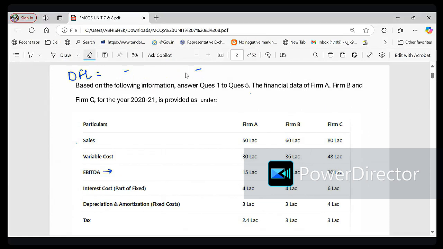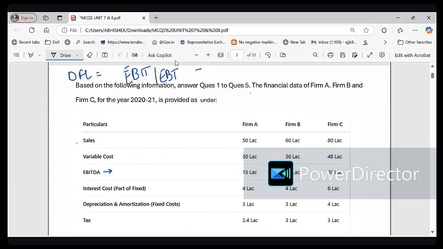The formula for DFL is very simple. That is EBIT, earning before interest and tax, upon EBT. This is the formula for calculating the DFL. What is EBIT? EBIT means earning before interest and tax. What is EBT? EBT means earning before tax. Now friends, how to calculate this EBIT and EBT? Let us calculate it step by step.